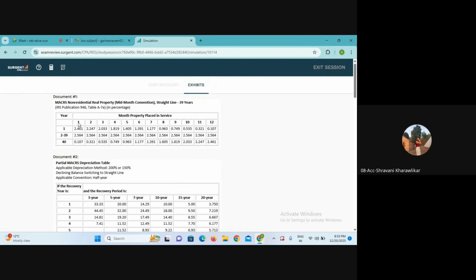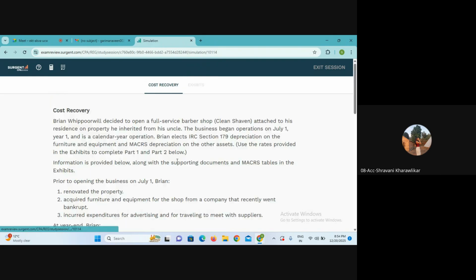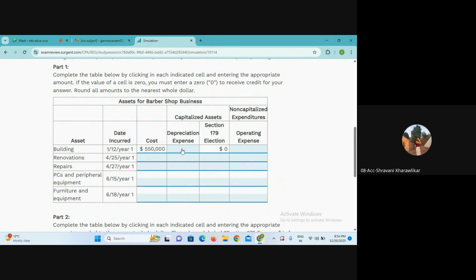So, ma'am, 550,000 times 2.461 will give me 1,353,550. Yes, that's 2.461 percentage, so you have to divide it by 100 also. That's what I was confused about. So then it will be, ma'am, 13,535.5. Okay.